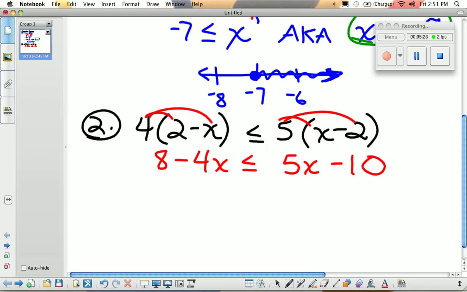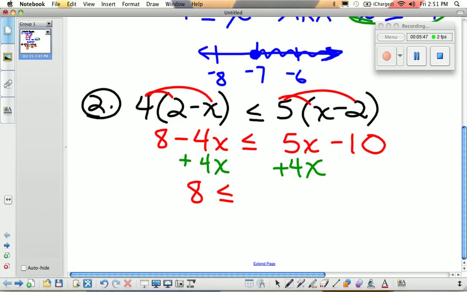So what do you think our first move should be in this one? Add 4x to both sides. 4x is being subtracted on the left side, so we're thinking that if we add 4x, we won't have to deal with any negative x's. Okay, so then we're going to have 8 left alone now on the left. And what does our right side become? 9x minus 10. Okay, you go ahead and finish that one out.